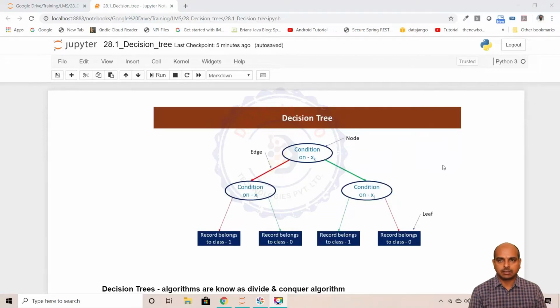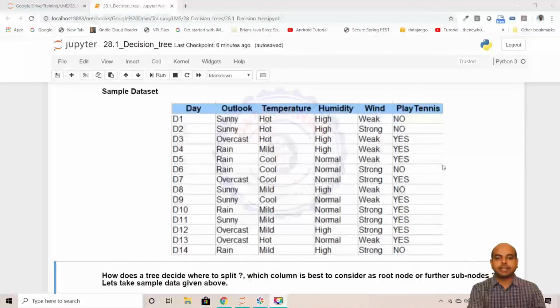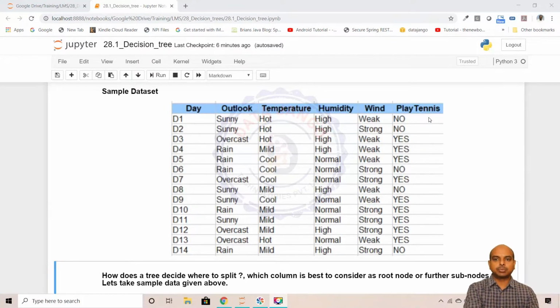Hello and welcome back. We have understood decision trees at a high level. With an example, let us try to understand how exactly the decision tree algorithm works and creates that tree structure. So I have taken a simple data set with outlook, temperature, humidity and wind as input and play tennis as output. This is historical data. When a new record comes in, we need to predict whether on that particular day people are going to play or not.